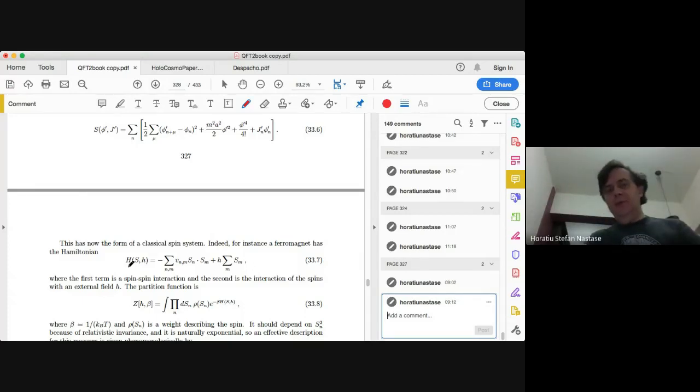And then this Hamiltonian depends on the spins in this way, but also depends on an external field that you can add. So you can add an external field, H, that will interact with the spin. So little h here can be mu b, for instance, times the total spin of the system, which is sum over m s m.